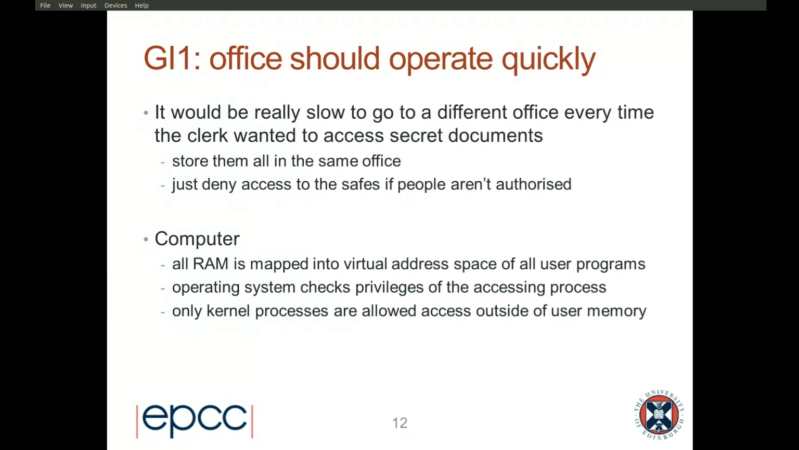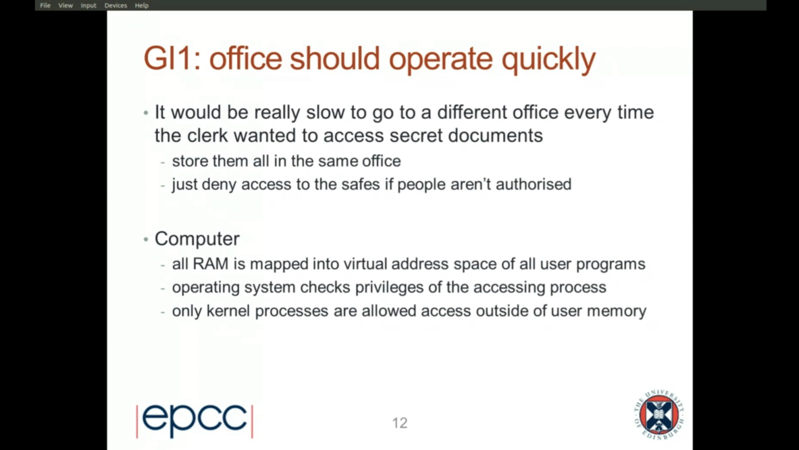And the way that happens in a computer is when you launch a program, actually you are allowed to see the entirety of the RAM of the computer. The entirety of the computer memory is mapped into the virtual address space of all user programs. So you can access all user memory, so all physical memory. What happens is the operating system checks the privileges of the accessing process and says, no, you can't do that. Only kernel processes, only privileged processes are allowed to access privileged memory.